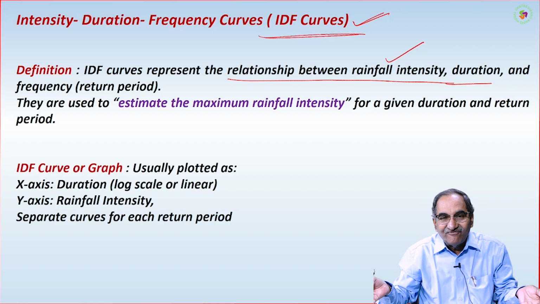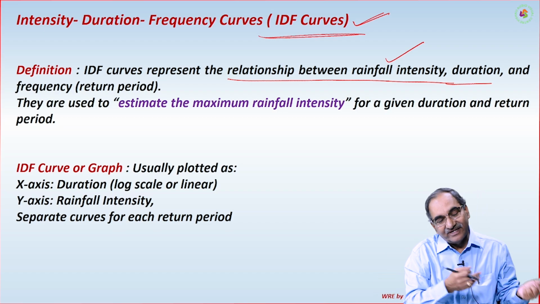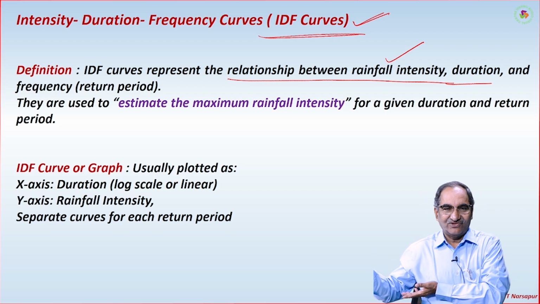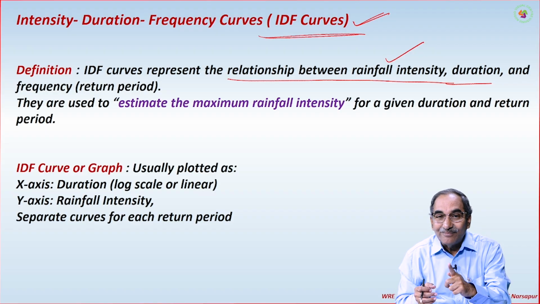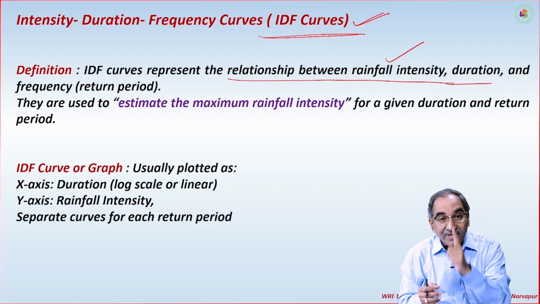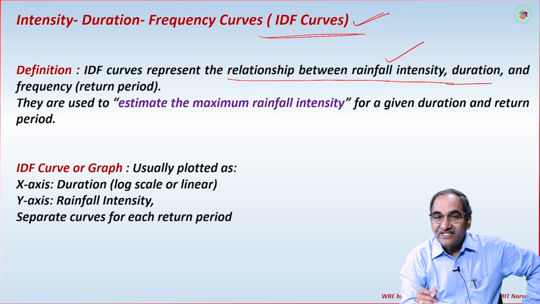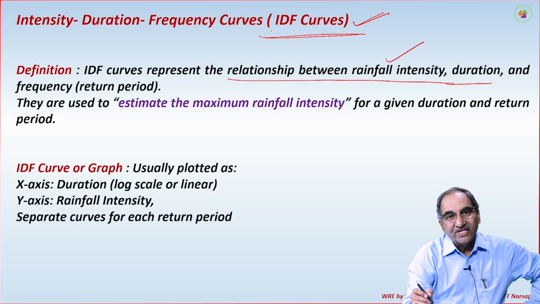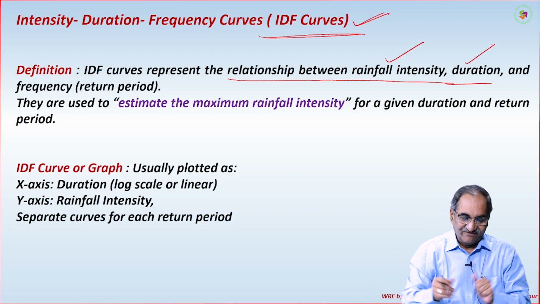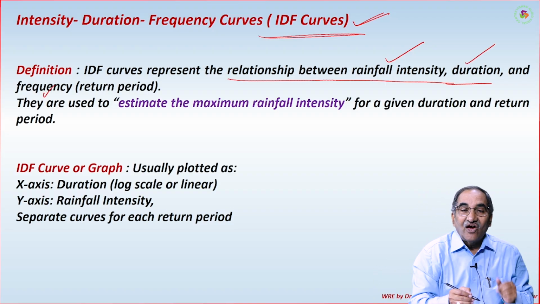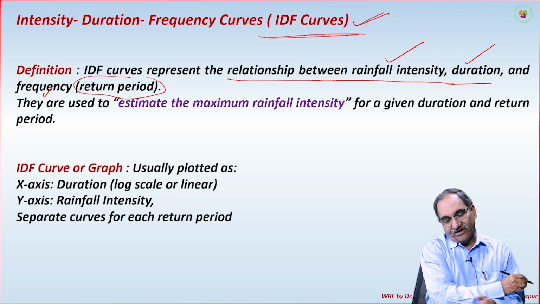Whereas rainfall in mm is the total rainfall depth, right? It can be per hour, per day, or per year also, we don't specify it. But intensity means you need to mention the time. It is per hour, per minute, per day. Like that you need to specify. So it is the relationship between the intensity and duration. Duration means the time elapsed of the rainfall, and frequency. I already told frequency. In turn, I write it in terms of return period.